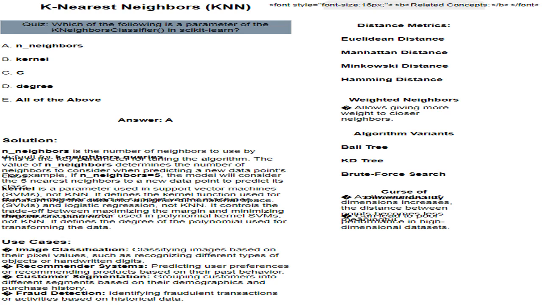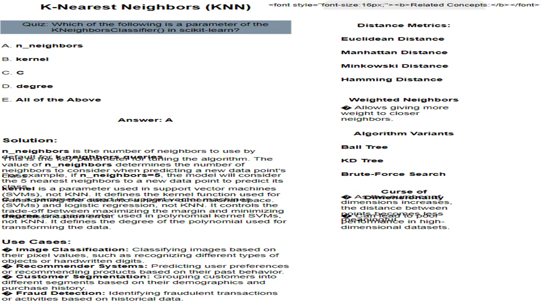Degree is a parameter used in polynomial kernel SVMs, not KNN. It defines the degree of the polynomial used for transforming the data. False. Incorrect.